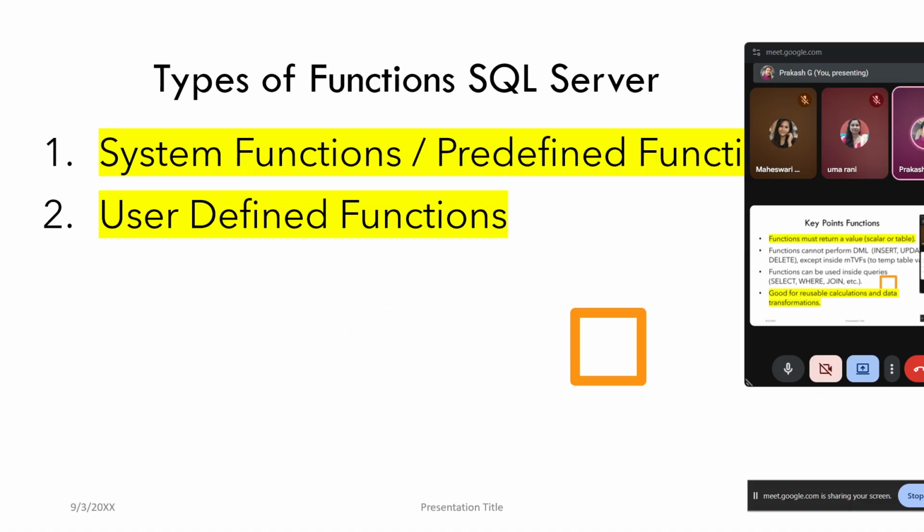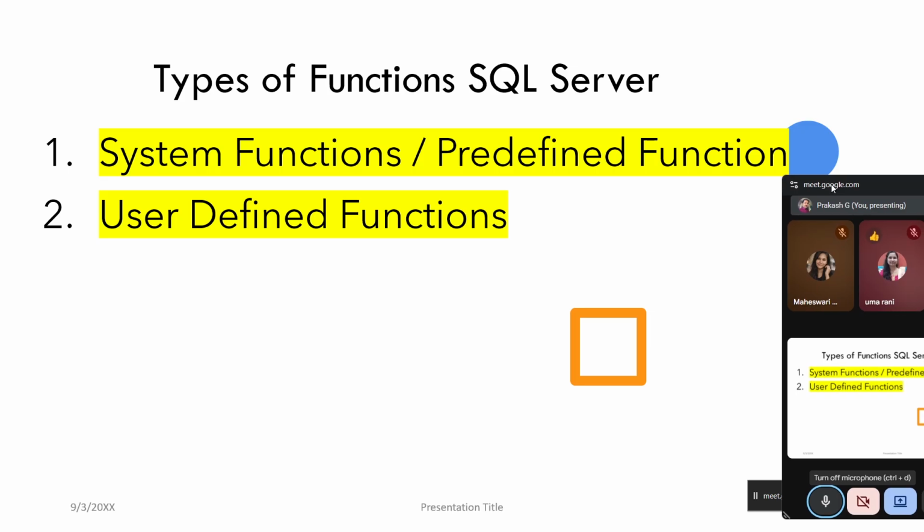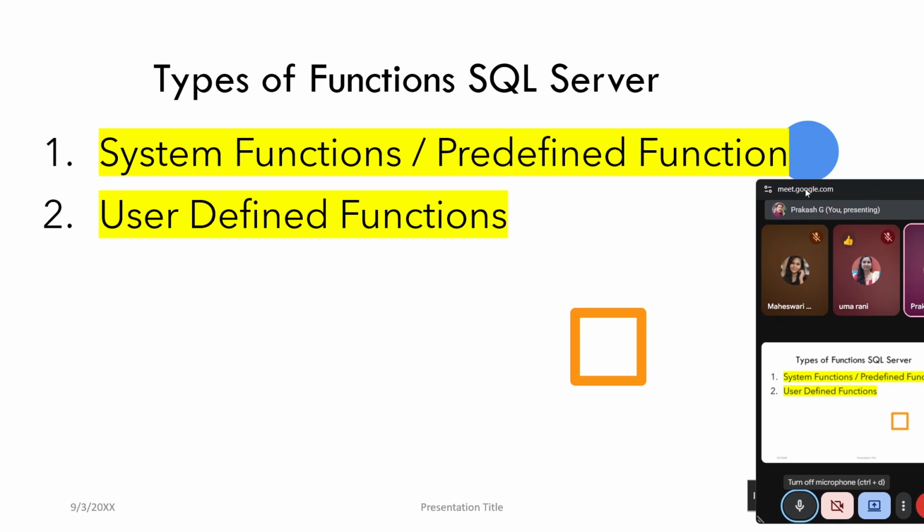So these are the different types of functions, guys. System functions or predefined functions, nothing but built-in functions, like I told you different types of functions, right? Like date functions, rank functions, mathematical functions, string functions or text functions, window functions. They are also predefined functions. Okay, user defined means we need to create.